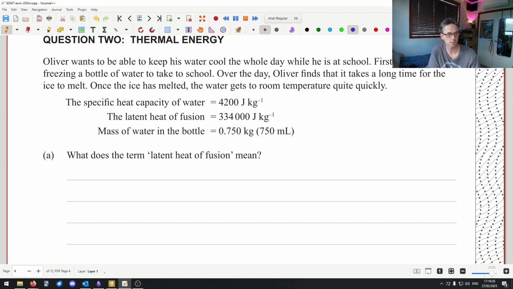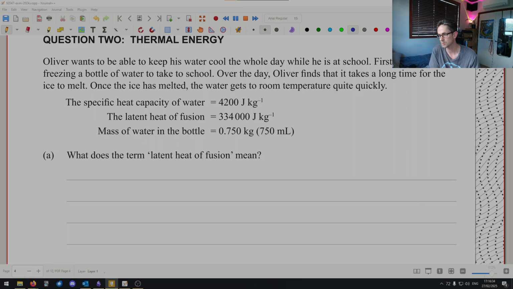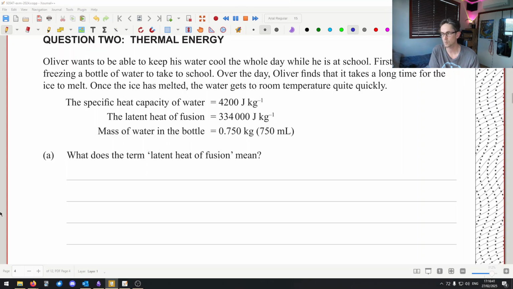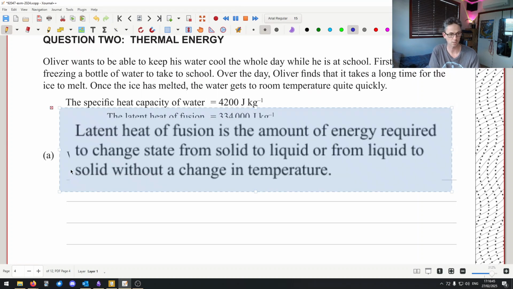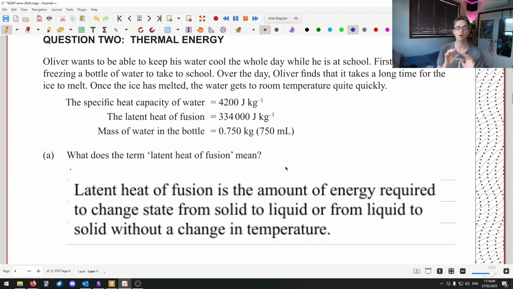Okay, so the first question is, what does the term latent heat of fusion mean? In this case here, latent heat of fusion is the amount of energy required to change state from solid to liquid or from liquid to solid without a change in temperature. So this would be the key answer. And so you could say either from solid to liquid or liquid to solid.